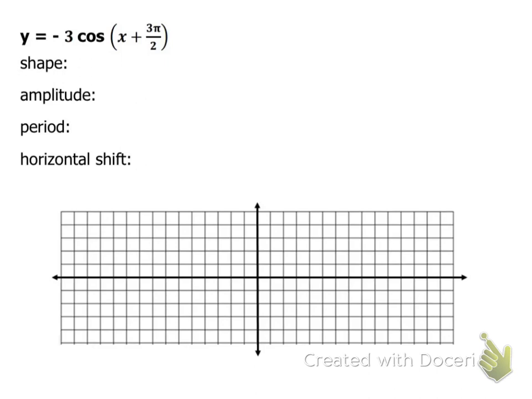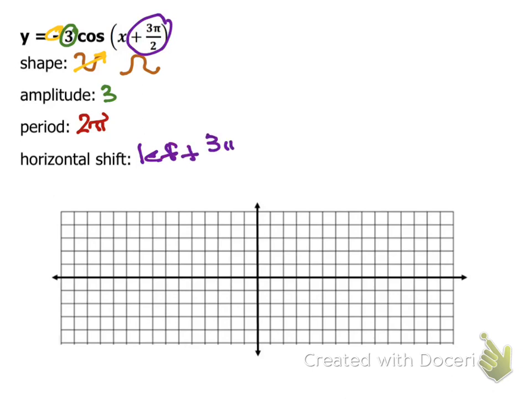Here we have a cosine. The shape for cosine is maximum to maximum, but we have this -3. We have to flip, so now we are minimum to minimum. The amplitude is 3. The period is 2 pi. And my horizontal shift is plus 3 pi over 2, so left 3 pi over 2.